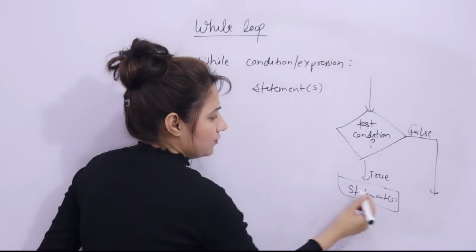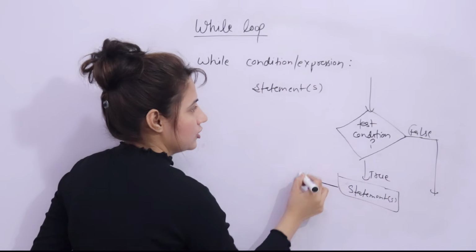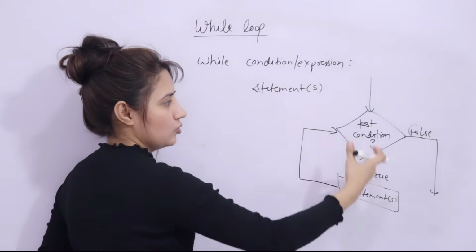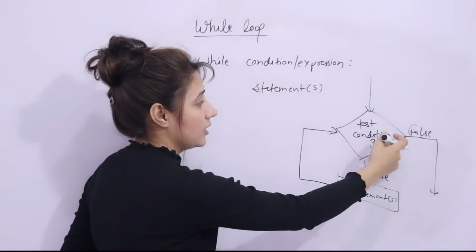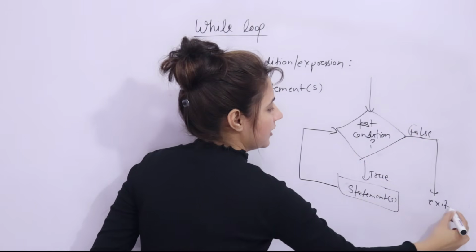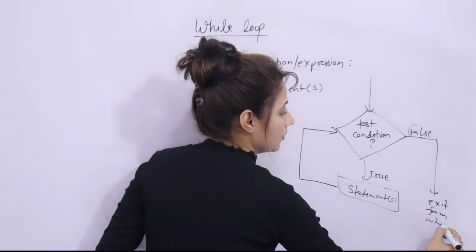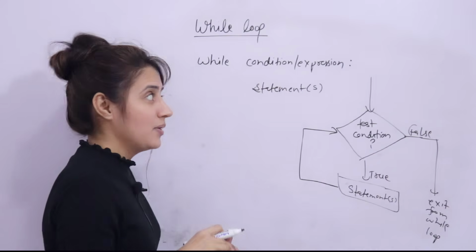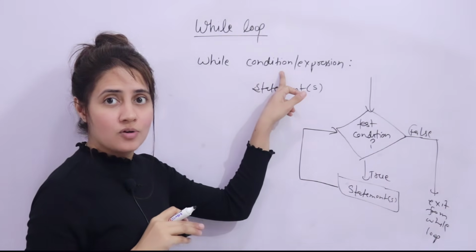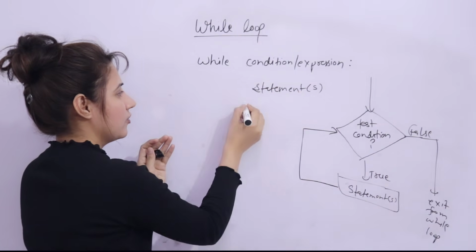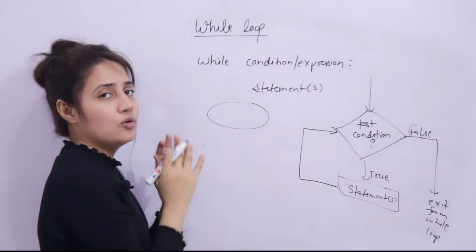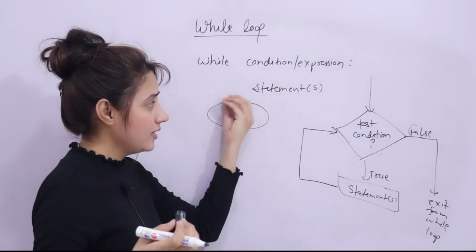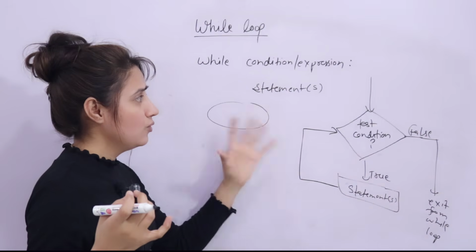Now, after the statements are executed, the condition would be checked again, true or false, and this would be in a loop. If the condition is false, then simply exit from the while loop. See, it's an exit from the while loop, not from the program, because once this condition becomes false, whatever you write immediately after the while loop, those statements would be executed. That's it. So this is the syntax, this is the simple flowchart and working of the while loop.